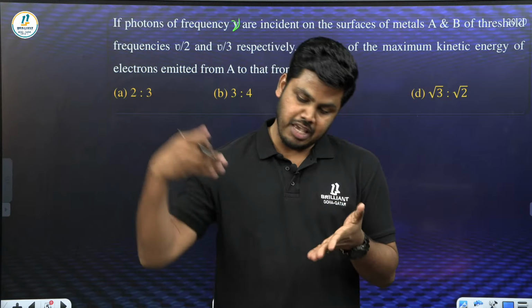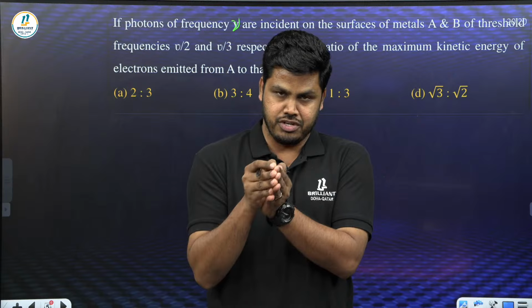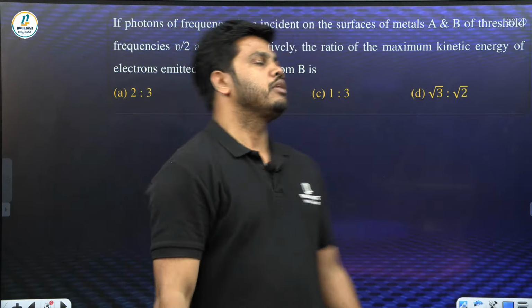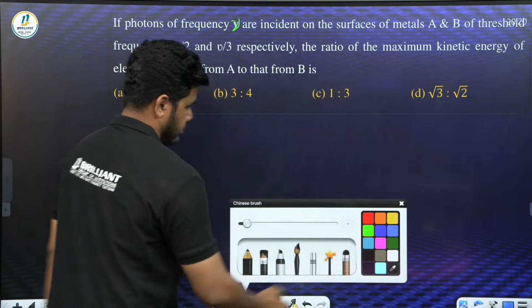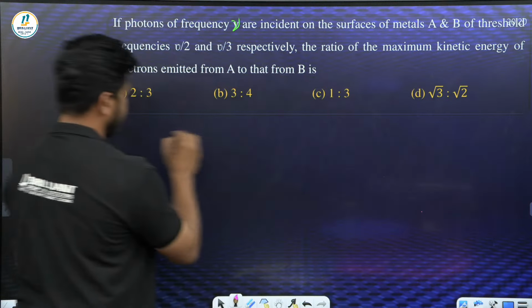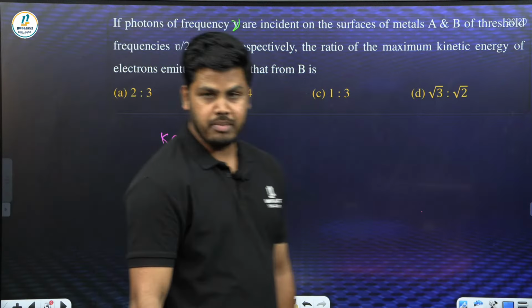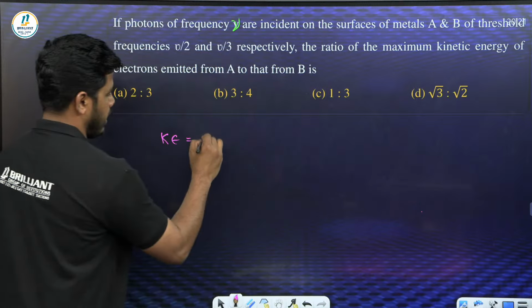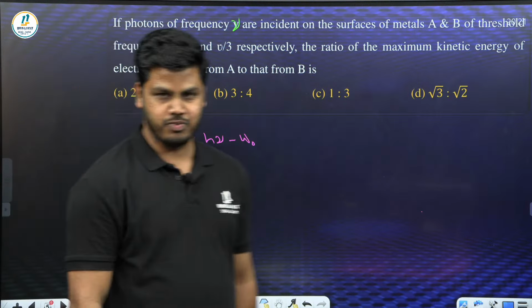Both of them have the same incident frequency. I am going to use the same incident radiation to irradiate the surfaces of both A and B. What will be the ratio of maximum kinetic energies? Still, we have to use the same equation, the kinetic energy equation, Einstein's photoelectric equation. Maximum kinetic energy of emitted electrons is equal to h nu minus work function.